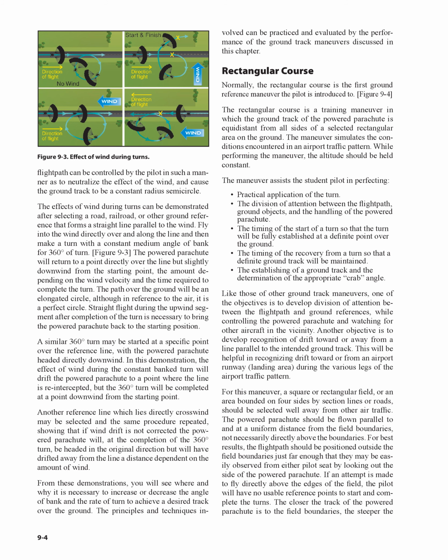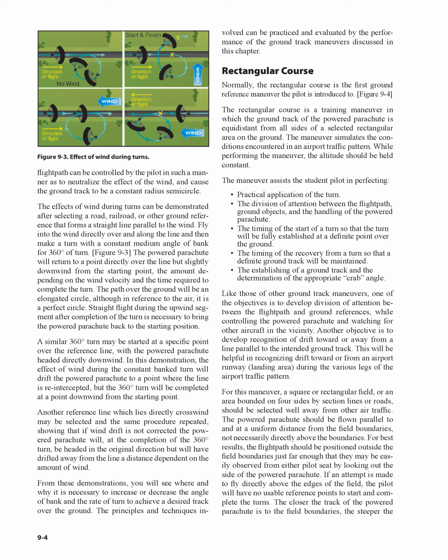Figure 9.4. The rectangular course is a training maneuver in which the ground track of the powered parachute is equidistant from all sides of a selected rectangular area on the ground. The maneuver simulates the conditions encountered in an airport traffic pattern. While performing the maneuver, the altitude should be held constant. The maneuver assists the student pilot in perfecting practical application of the turn.